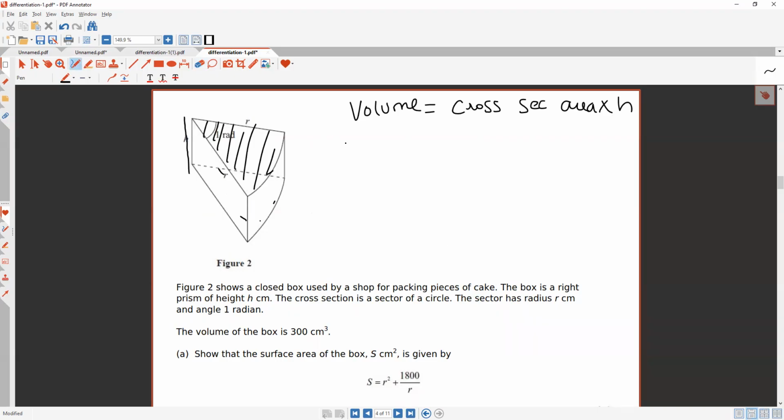So what's your volume? Cross-sectional area is half r squared theta because it's a sector. Half r squared theta, with theta as 1, multiplied by h. So half r squared h is your volume.